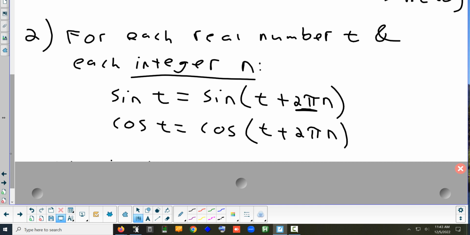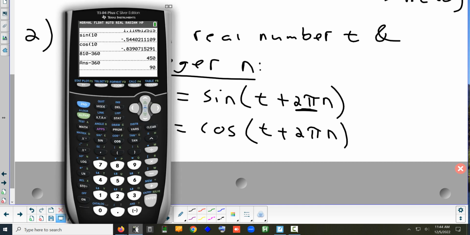Now that's not necessarily true with tangent and cotangent. We'll talk about those. It's a little different what the period is there. But for sine and cosine, adding and subtracting 2 pi would look identical. Now, this is not a proof, but I could do an example, sine of x, and then sine of x plus 2 pi.